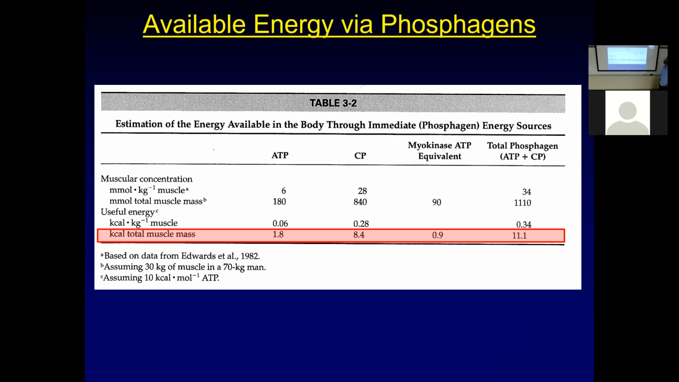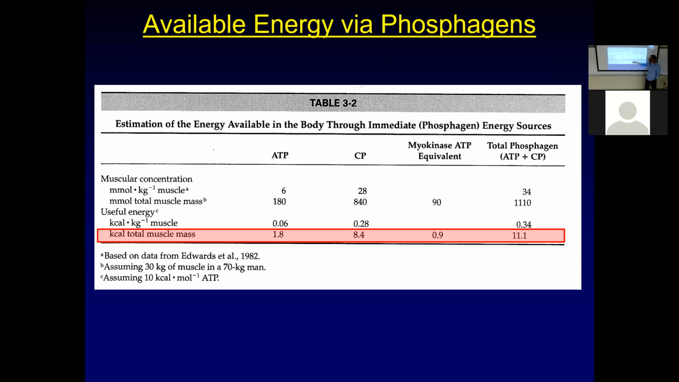What you will just note is this is how much energy is available in your muscles via free ATP, via creatine phosphate, and then the myokinase ATP equivalent. So if you're going to run and make some ATP out of 2 ADP molecules, the total phosphagen system that we have.